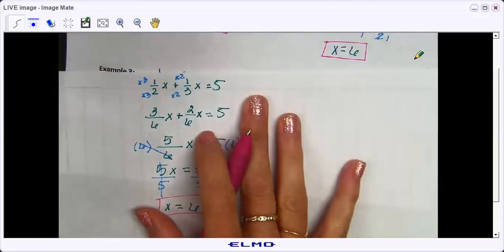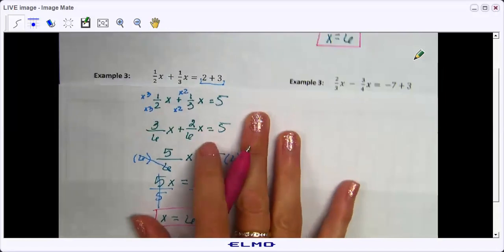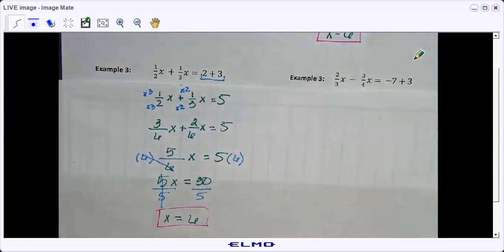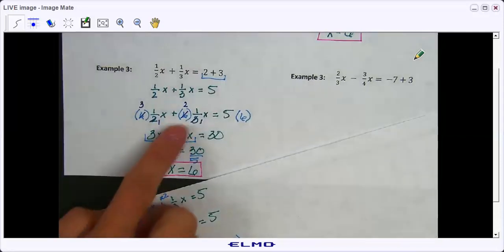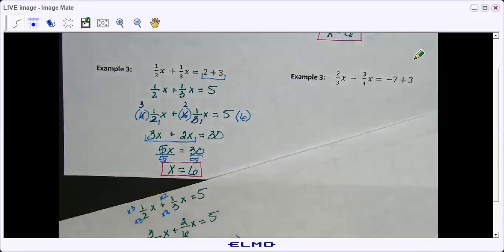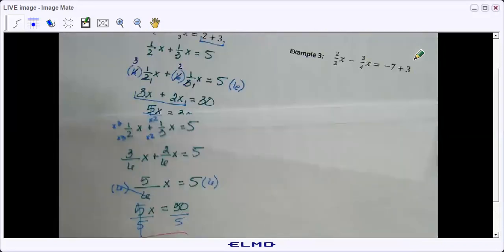Now, 2 ways to do the same problem. And I'm just kind of curious which way you all prefer. So how many of you prefer the first way where you're clearing fractions? Where we cleared them this way right here. How many prefer making common denominators? Wow, okay.